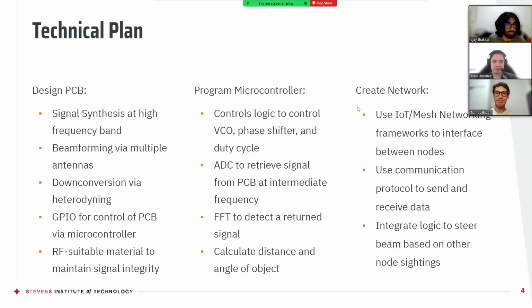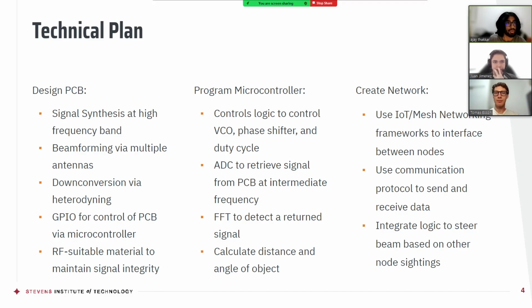The technical plan for our proposed solution includes first and foremost a PCB, which should include capabilities such as signal synthesis via something like a VCO, beamforming for the phased array aspect of the project via phase shifters, down conversion via heterodyning with an RF mixer so you can sample at low frequency, and then GPIO so that we can control the PCB via a microcontroller.